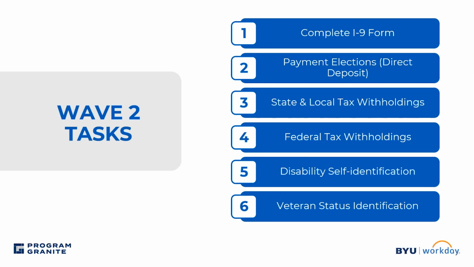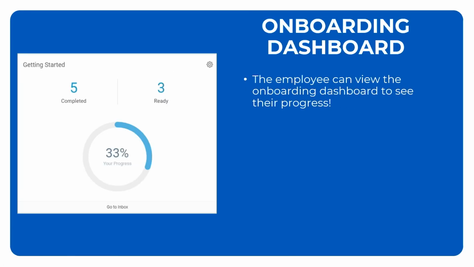We have payment elections, state and local tax withholdings, our federal tax withholdings, disability self-identification, and veteran status identification in wave 2. I have just a report of our onboarding dashboard. The employee can view the onboarding dashboard to see their own progress. So this is where we're at. 5 are completed, 3 are ready.